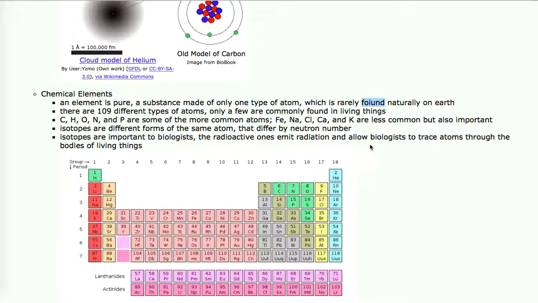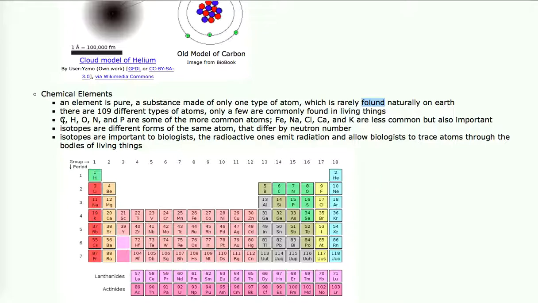Gold is another one of those atoms. If you find digging in the ground a chunk of pure gold, you've really got a lot of money in your hand because pure gold is hard to come by. The Earth is generally all mixed up, but not always. Now, there are 109 different types of atoms found in the Earth, in the air, and in the water, and in the crust, but only a few types of atoms are commonly found in living things.